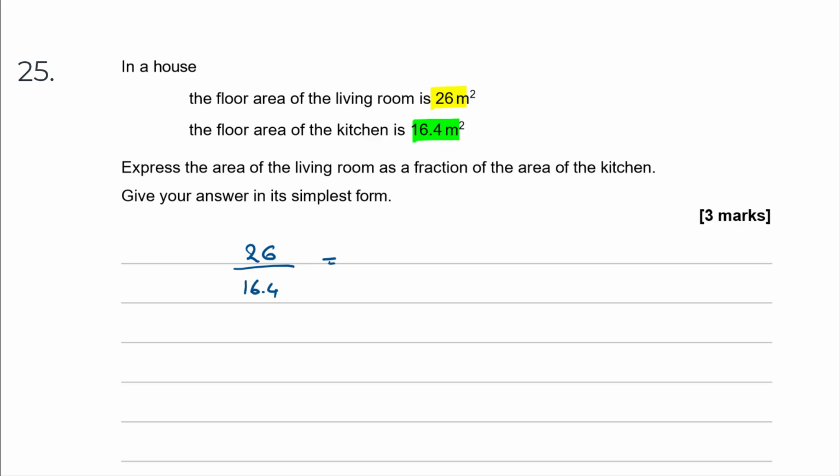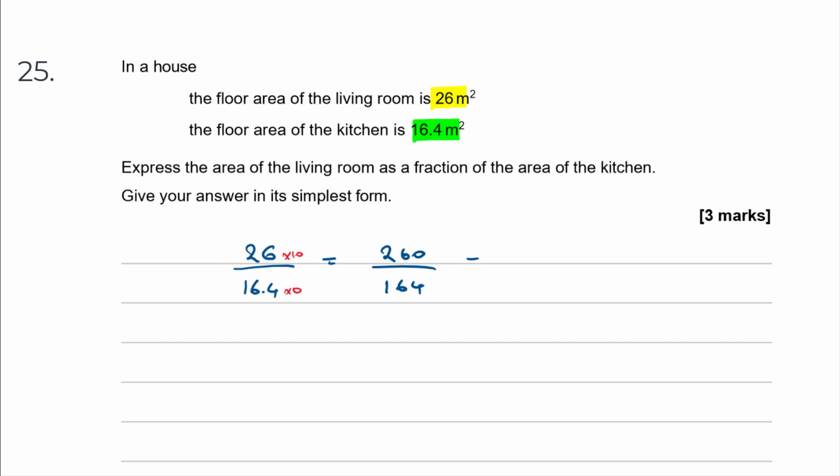Okay, so we can't really have fractions with decimal numbers in, can we? So how can we get rid of that decimal? Well, probably the easiest thing is just to multiply top and bottom by 10 to start with. Just get rid of the decimal and then look to cancel after that. So I've got 260 over 164. And now I want to see if I can cancel that down. So common factors of 260 and 164. Well, I think 4 must go into both of them, mustn't it?